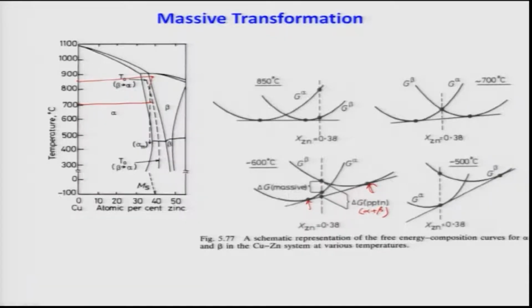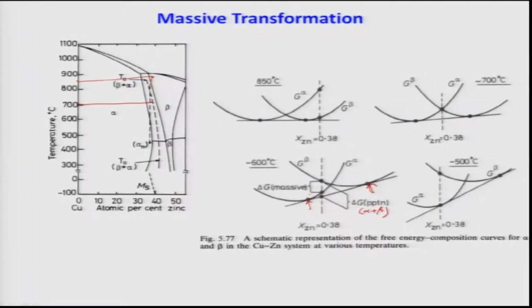Now, massive transformation means without change of any composition. So, therefore, directly from this point to this point, beta to alpha. That is why this is the massive transformation driving force. Here it is very evident that the massive transformation driving force is slightly lower than the precipitation driving force.